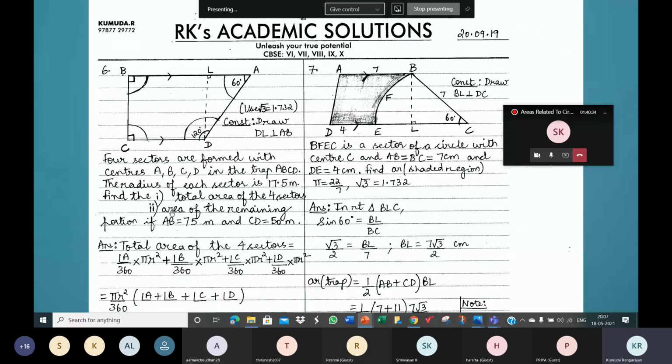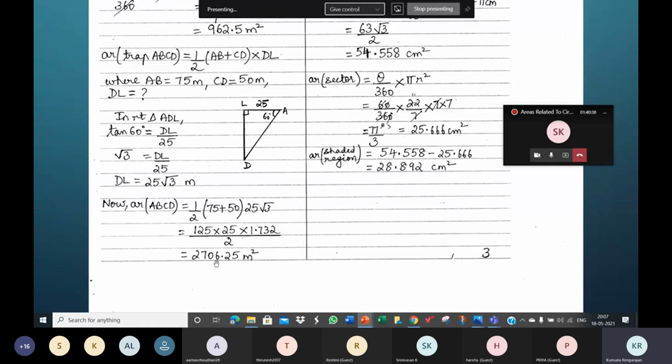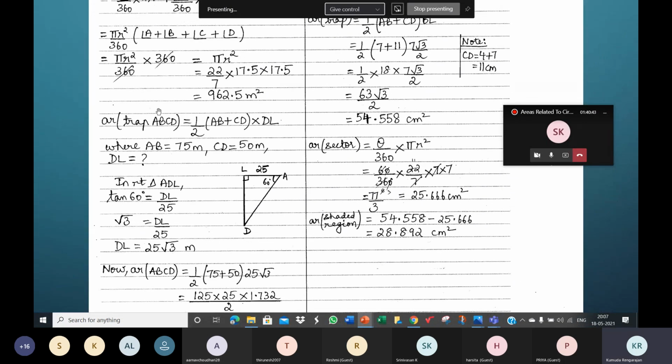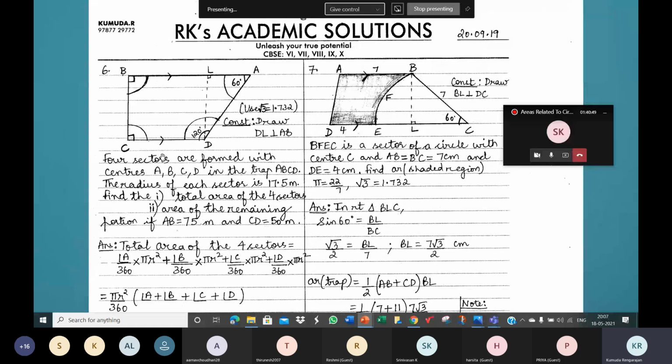Looks like I've not worked that answer. I've forgotten to work. Okay, so you can complete it. Area of the trapezium minus the area of the 4 sectors will give us the area of the remaining portion of the trapezium. Remaining portion meaning portion apart from the 4 sectors.